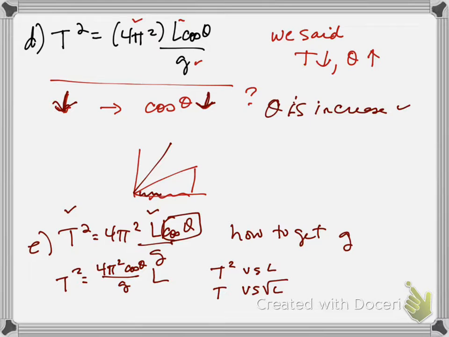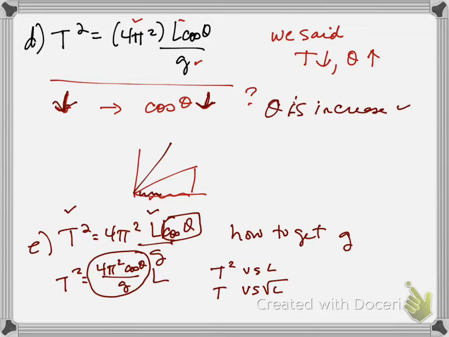And then, again, they don't ask you, but this whole thing here, if you do T squared over L, that's going to be your slope. Everything else is constant, and you could solve for g. Again, they don't ask you to do that. They just ask, what could you do?